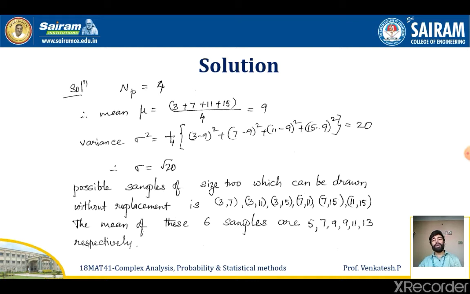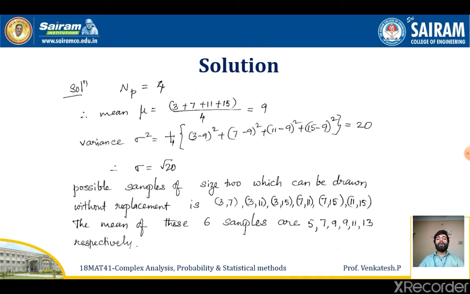Sigma square is equal to 1 by 4, that is, divided by the actual population size capital N, times the sum of squares: 3 minus mu whole square, that is, each individual is subtracted from the population mean and squared. We do the same for all the individuals. Simplifying this, we get the value 20. So the standard deviation is the square root of 20.